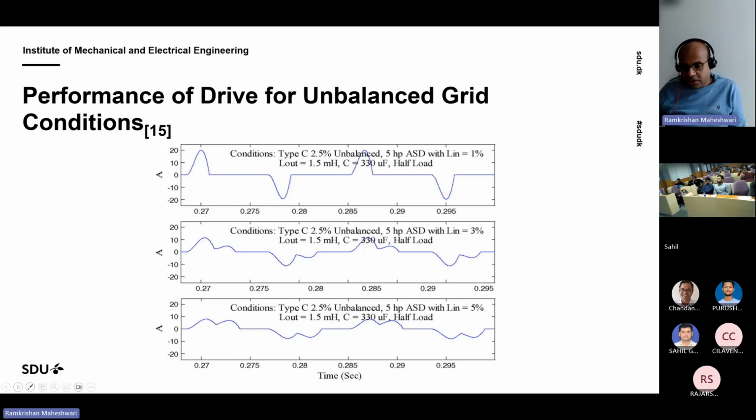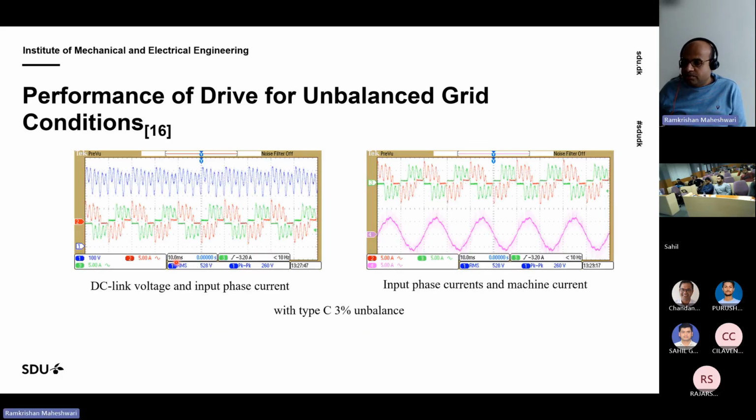What happens in case of a small DC link capacitor? Here I'm showing the performance of a small DC link capacitor drive for unbalanced grid condition with 3% unbalance. You can see the THD is poor, I agree, but it is not going into this operation where only two of the phases are conducting and one phase is not at all conducting. And you see this poor THD. This can be improved by the proposed active damping algorithm, which I was discussing earlier.